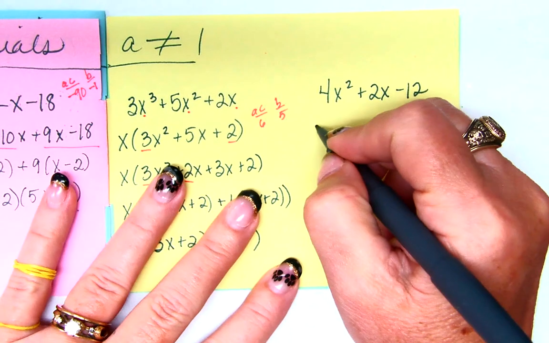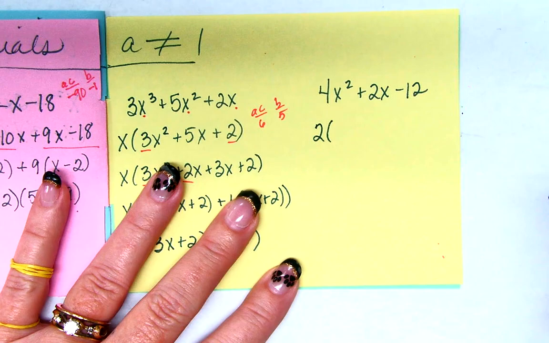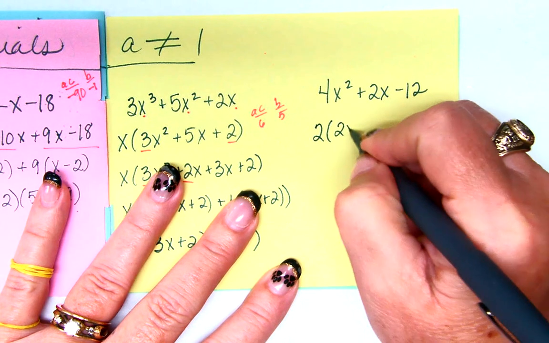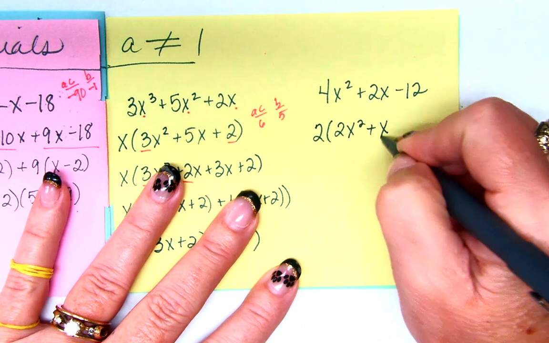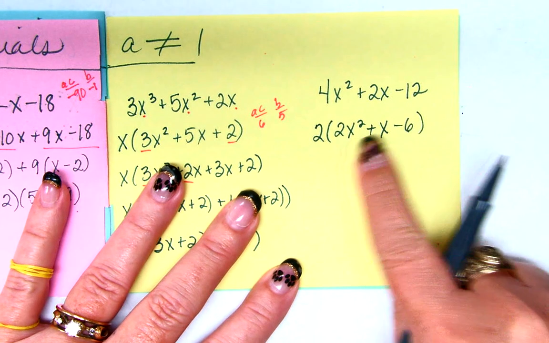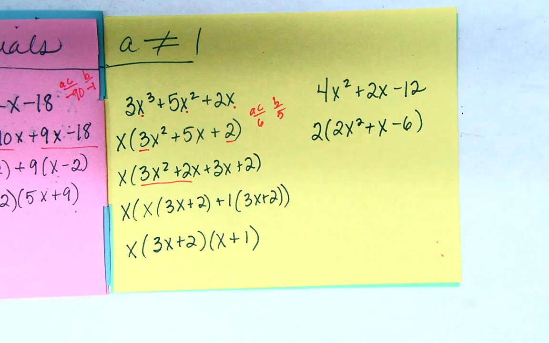But if I took out a 2 first, that leaves 2x squared plus x minus 6. If I do AC now, I'm just dealing with negative 12, right? Does it matter? Do we have to do that? That's a great question. Do you have to do it? The directions are going to be factor completely. Let's finish this example and then I'll show you with the 48.